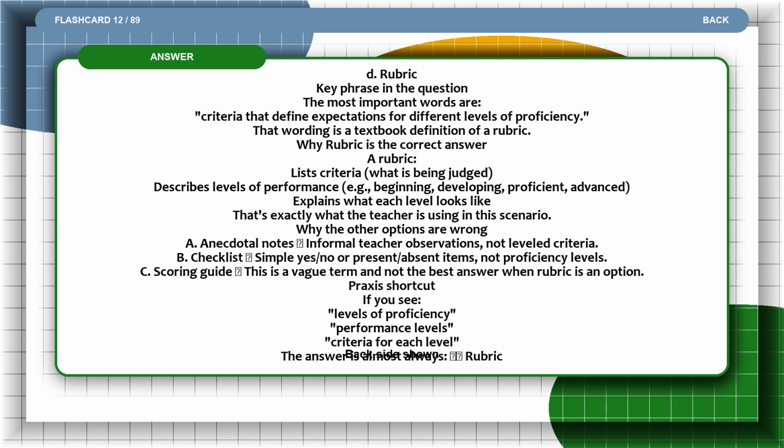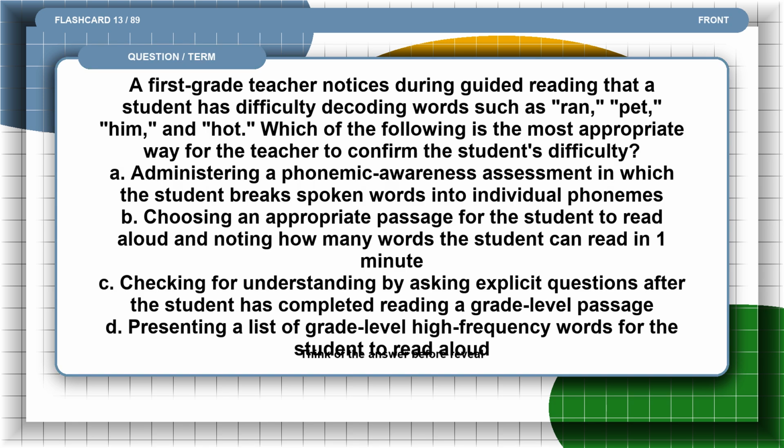A. Anecdotal notes, arrow, informal teacher observations, not leveled criteria. B. Checklist, arrow, simple yes/no or present/absent items, not proficiency levels. C. Scoring guide, arrow, this is a vague term and not the best answer when rubric is an option. Praxis shortcut: if you see levels of proficiency, performance levels, criteria for each level, the answer is almost always rubric.